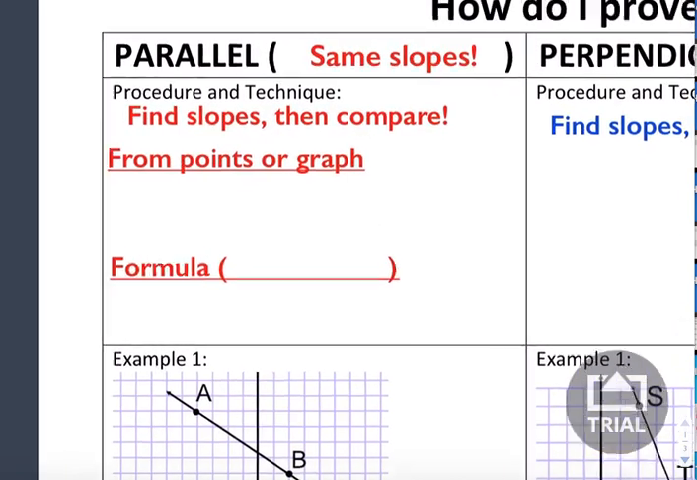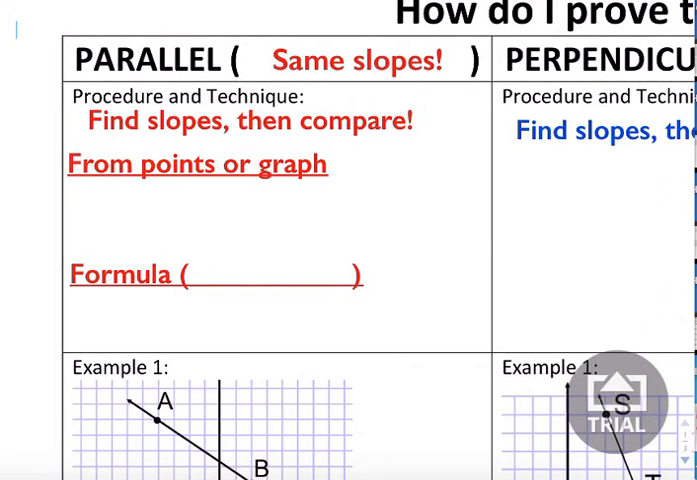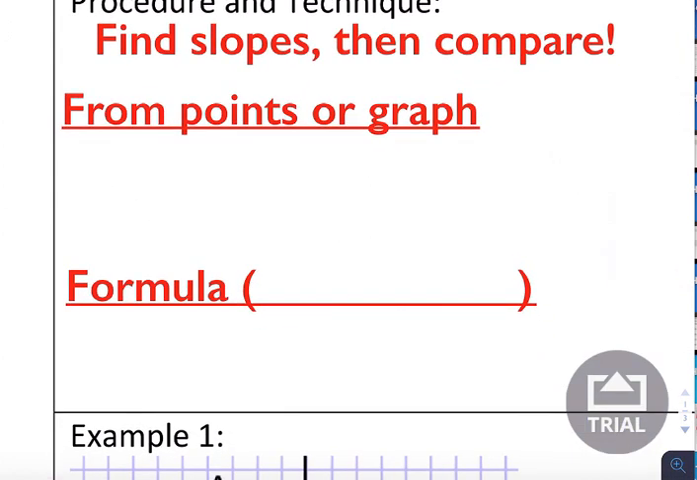So let's talk first about parallel. Now, of course, when we're talking about parallel, we know the definition, but what we're looking for are same slopes. And so as long as you have the same slopes for two different lines, you can consider them parallel. So the procedure and technique is going to be pretty straightforward. We just have to find the slopes and then compare them. If they're the same, then they're parallel. If they're even a little bit different, then they're not. They're something else.